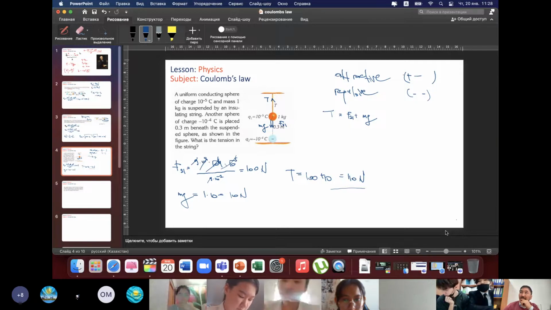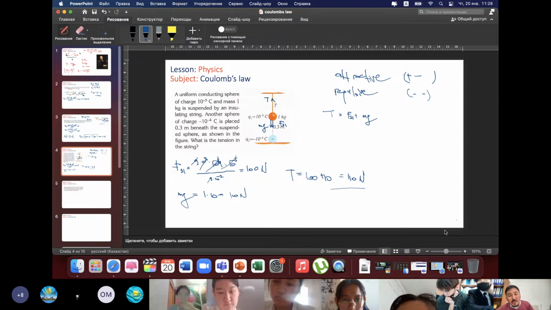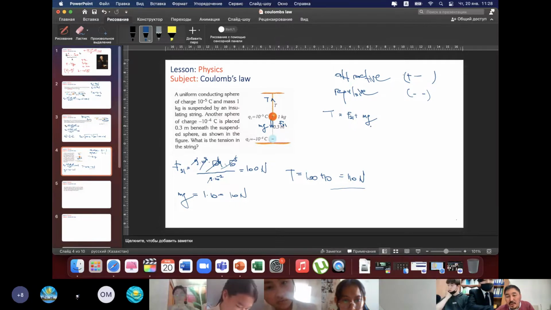Sir, don't we need to convert kilograms to grams? No, kilograms, because in order to calculate mg, I have to multiply the given mass by the gravity. Mass is measured in kilograms, and g is in newtons per kilogram. Is it okay? Okay.